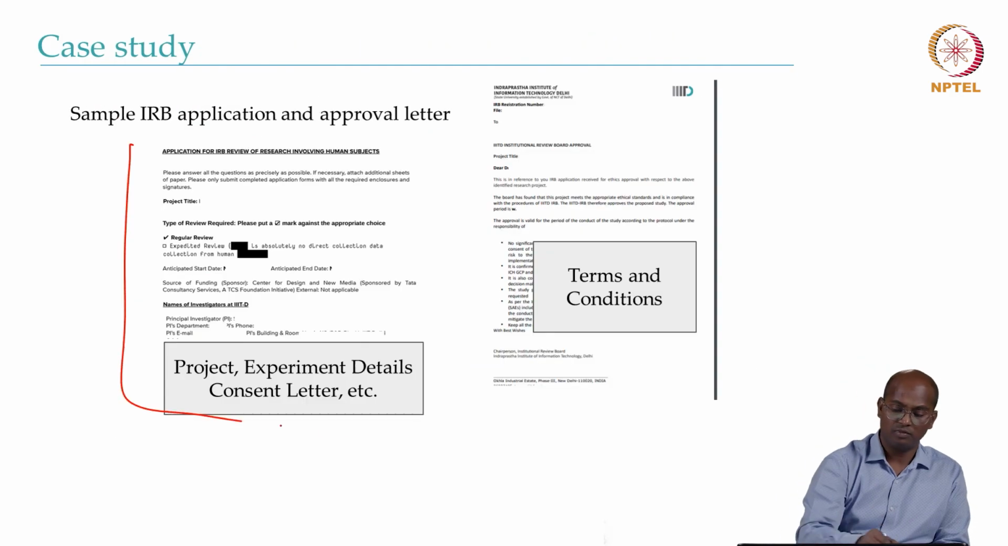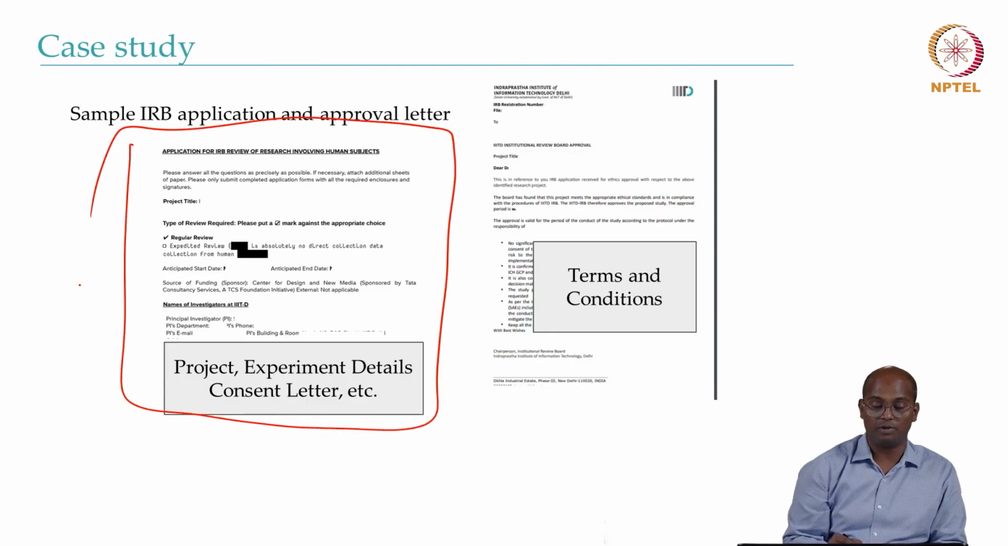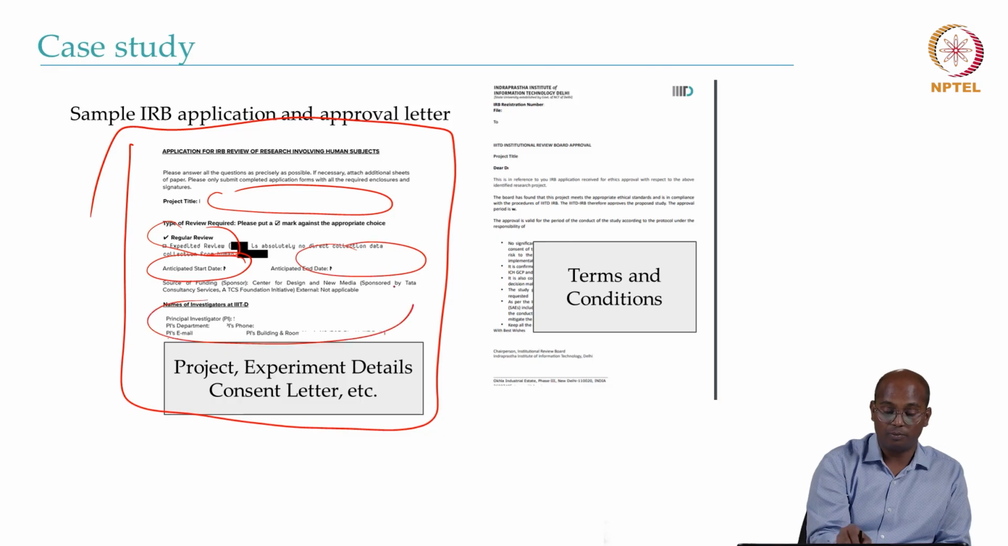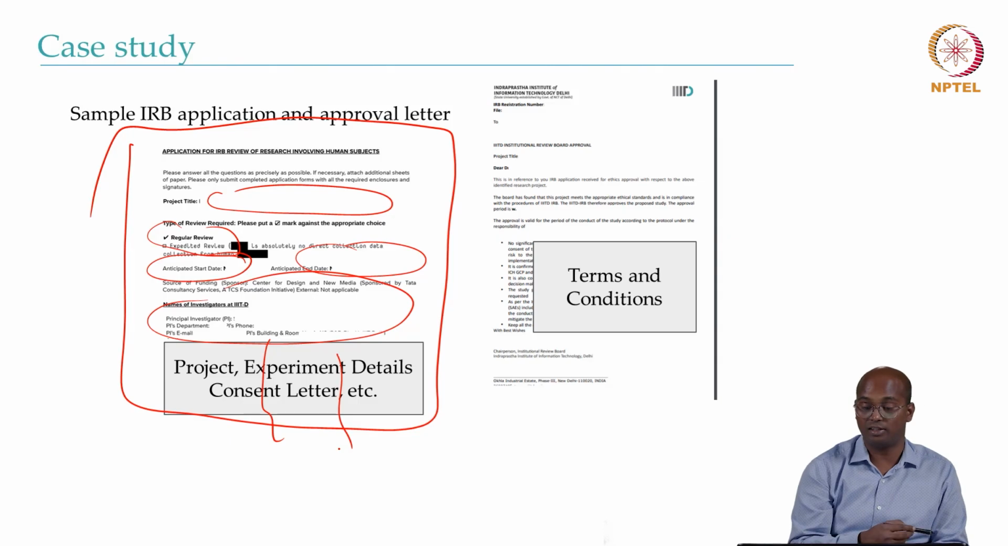So these are some samples, for example, an IRB application that requires the project details, how you want the application to go through, probably your anticipated start date, end date, name of the PI, and then again all the other details I mentioned in the earlier slide that you need to provide.